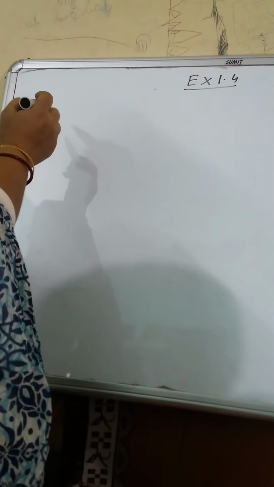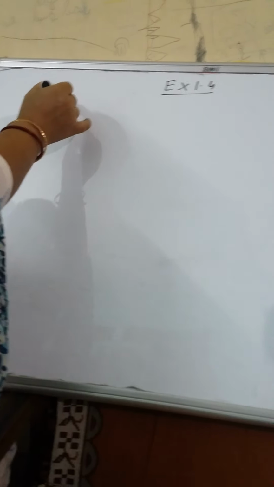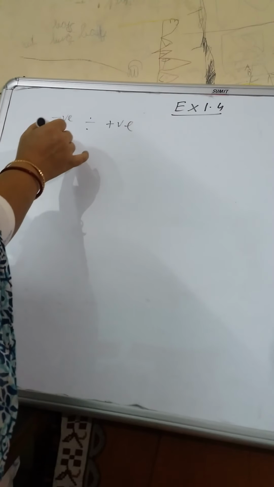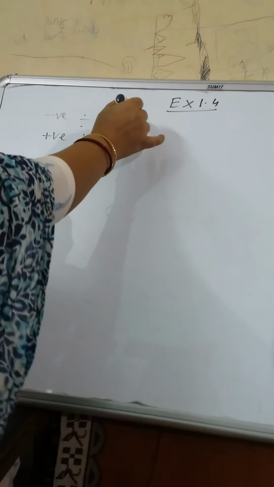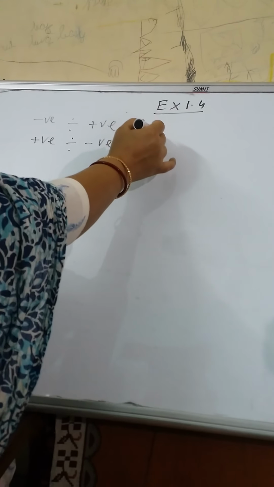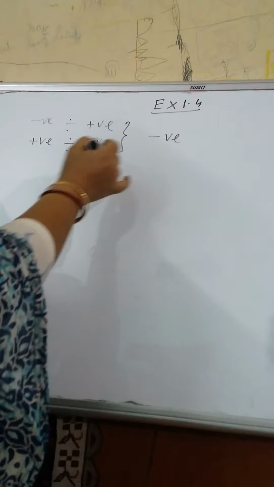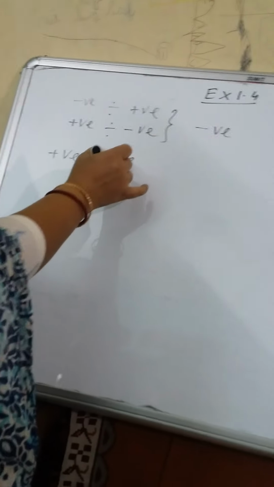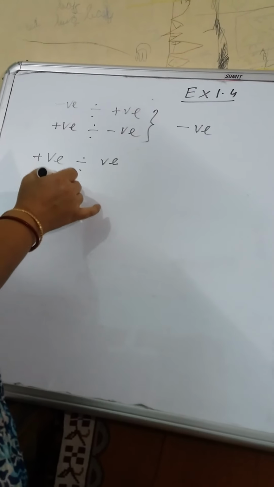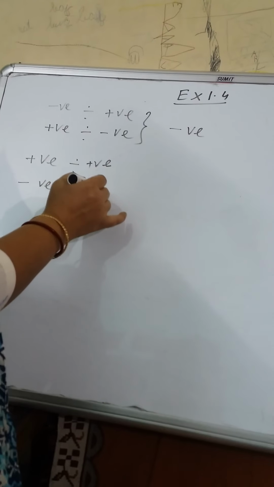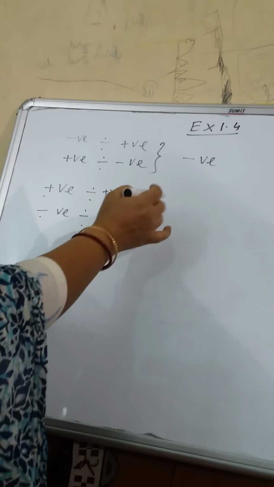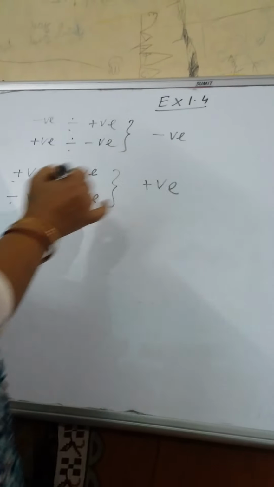First thing, you remember when I divide a negative integer by a positive integer, or vice versa, a positive integer by a negative integer, in both cases the result will have a negative sign. If I divide a positive integer by a positive integer, or a negative integer by a negative integer, meaning both signs are the same, then the result will have a positive sign.